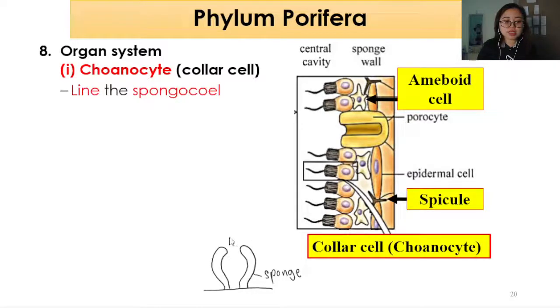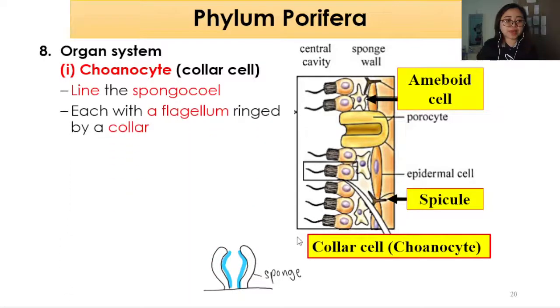So if this is the structure of the sponge, okay, dengan dia punya lubang di atas, choanocyte will be found here in the blue areas. It will be all over and lining the inside of the sponge cell. Each will have a flagellum that is ringed by a collar. Ada flagellum, dikelilingi oleh collar.